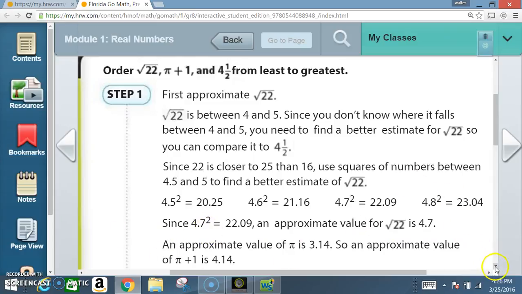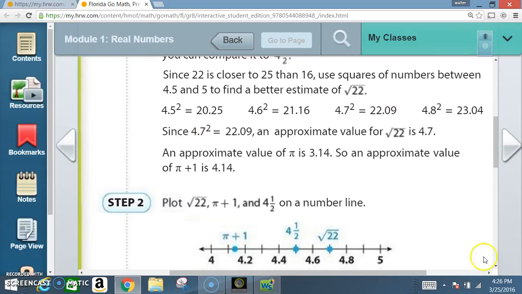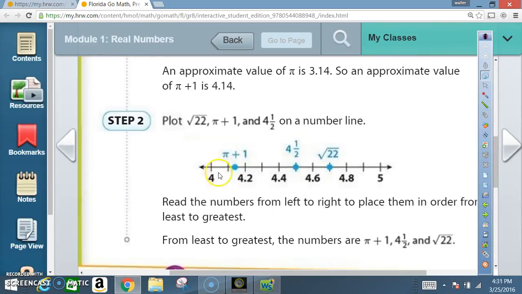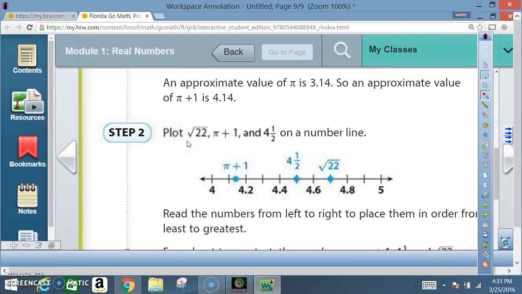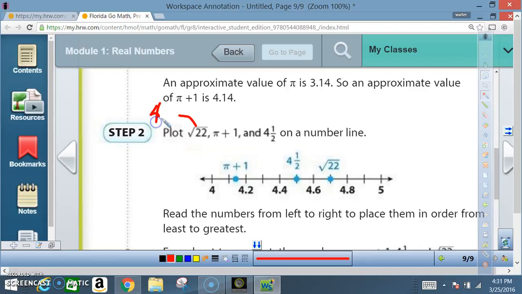Okay, now after doing that, we can now put everything in order. Okay, now if we put them in order, it should be easy to tell. The square root of 22 we said was 4.6 or greater than 4.6. Pi we already know is 3.14, so that's 3.14 plus 1, which is like saying 4.14. And then, of course, 4 1/2 would just be 4.5.